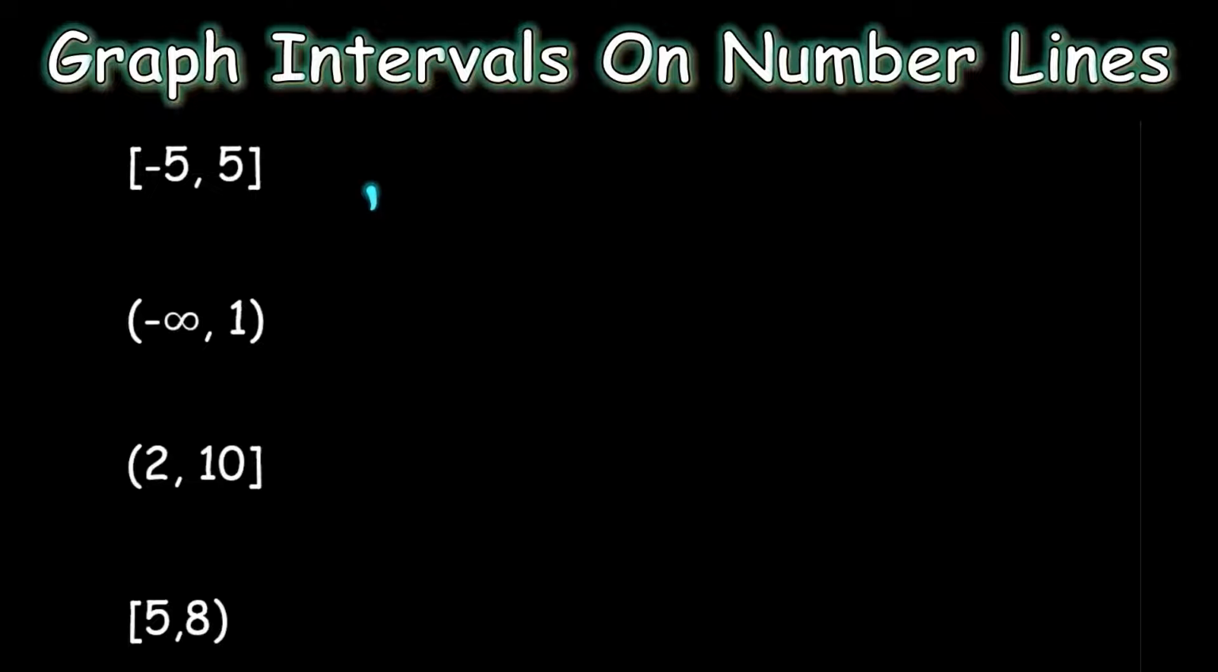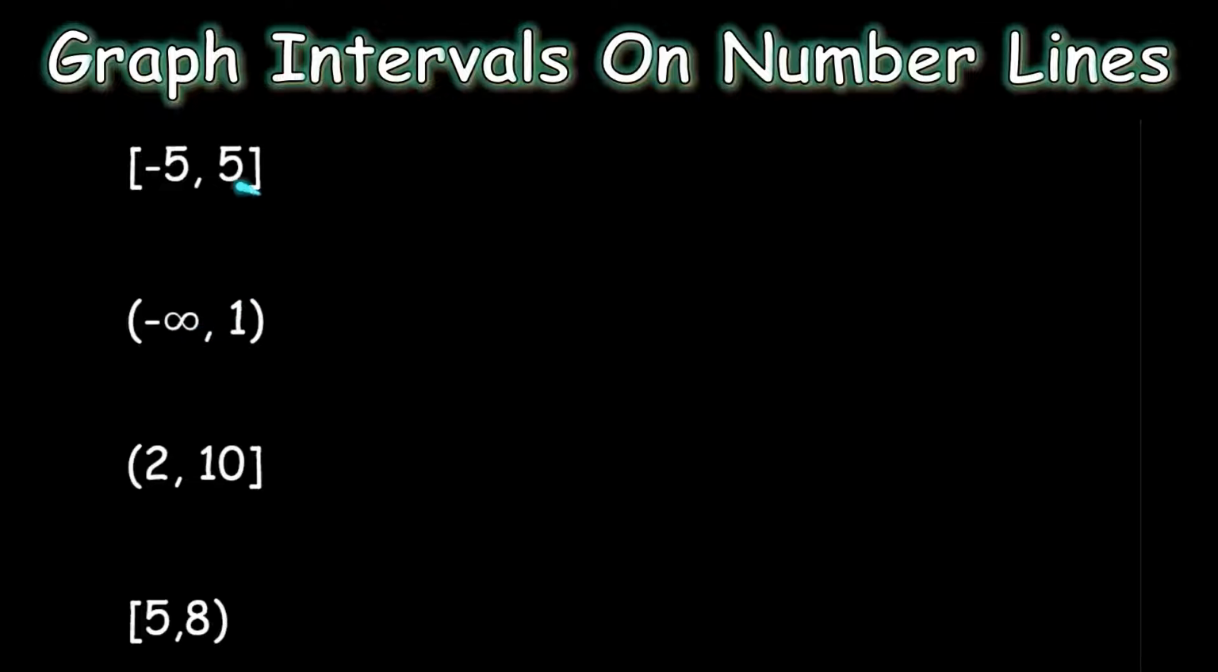Okay, so we've got our 4 examples here. Let's start off with our first example. We've got -5 and 5 in brackets. Now the difference between a bracket and a parentheses when you're graphing intervals is that anything attached to the bracket means that the number is included, whereas anything attached to a parentheses means that the number is not included.